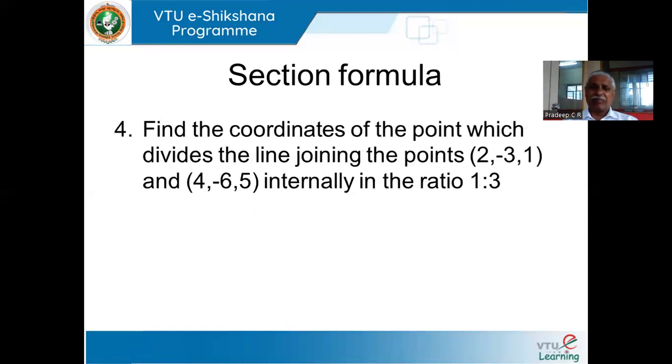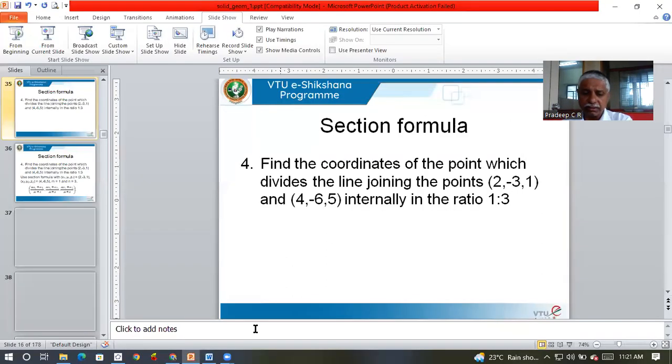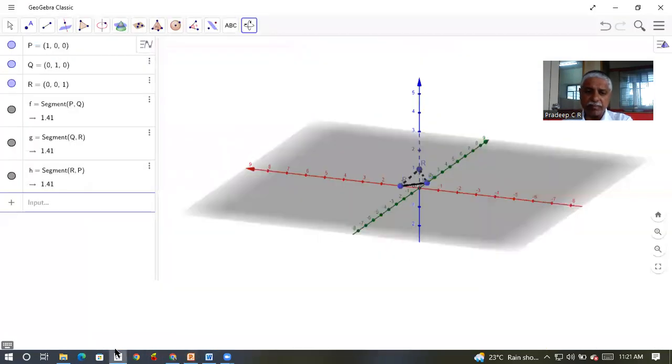So let's see a couple of examples. Find the coordinates of the point which divides the line joining points (2, minus 3, 1) and (4, minus 6, 5) internally in the ratio of 1 is to 3. That means I want a point which will divide this line. Maybe we can try to see it in GeoGebra. It may help. So let us start afresh.